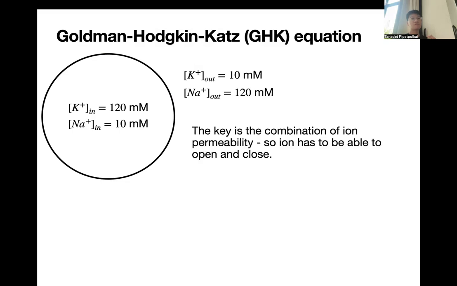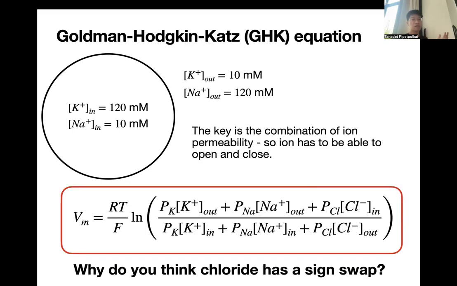So we will start to think about how they can be open and close. And we are looking at this equation here called the Goldman-Hodgkin-Katz equation. So why do you think chloride has a sign swap? Just mathematically think about it. I just took the Z off here, but while chloride has a sign swap, why is that?